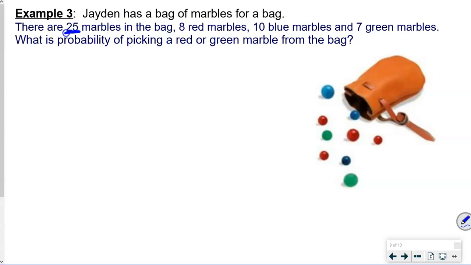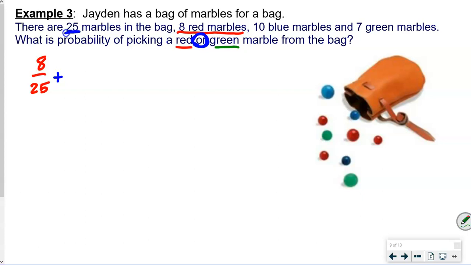Then it says, what's the probability of picking a red or a green marble? So let's look back up here at the number of red and the number of green, okay? So this is just a probability problem, okay? So red marbles are right here, so we're going to say 8 over 25. And by the way, it says a probability of red or green, okay? Y'all see this word or right here? So what does that mean we're going to do? That means we're going to add, okay?